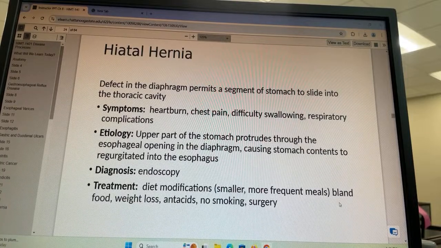Talked about the etiology. Diagnosis, again, endoscopy. They can see that it's shifted locations. Treatment, they try diet modifications to make it less work on the stomach. Sometimes it fixes itself, sometimes it'll go back, or sometimes you just manage the symptoms and it doesn't bother you. If that doesn't work, then they can do surgery to fix it, but generally surgery is a last resort because it's more complicated. So if you can deal with the symptoms by changing your diet, taking some antacids, sometimes it'll fix itself, that's preferable, but they can do surgery.